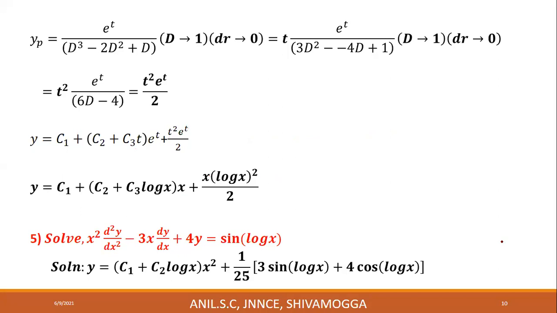You note down this problem number 5 and try this one by yourselves at home. I'll leave it for you to solve. You note down both the answer and the solution and try it. If you do not get the answer, let me know. I'll solve it for you. X square into d square y by dx square minus 3x dy by dx plus 4y is equal to sine log x. That's a simple problem. That's why I leave it to you.